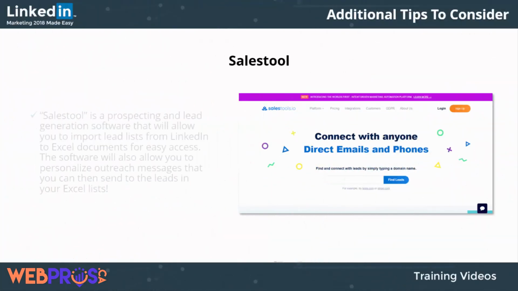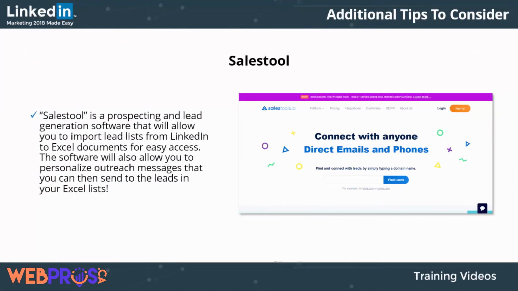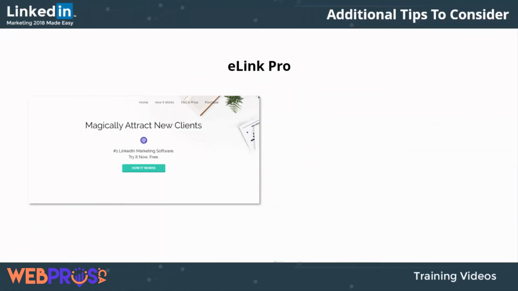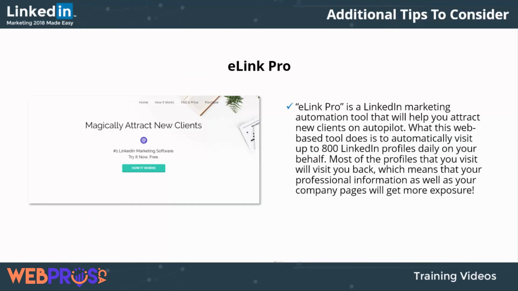Sales Tool. Sales Tool is a prospecting and lead generation software that will allow you to import lead lists from LinkedIn to Excel documents for easy access. The software will also allow you to personalize outreach messages that you can then send to the leads in your Excel lists.